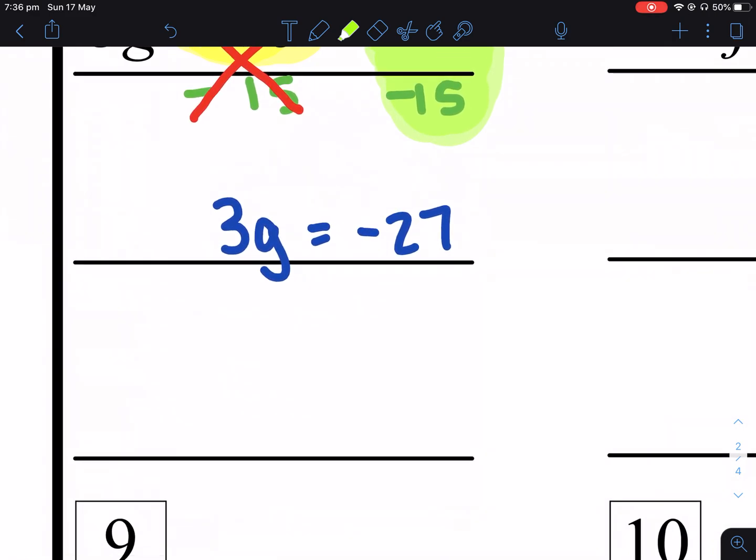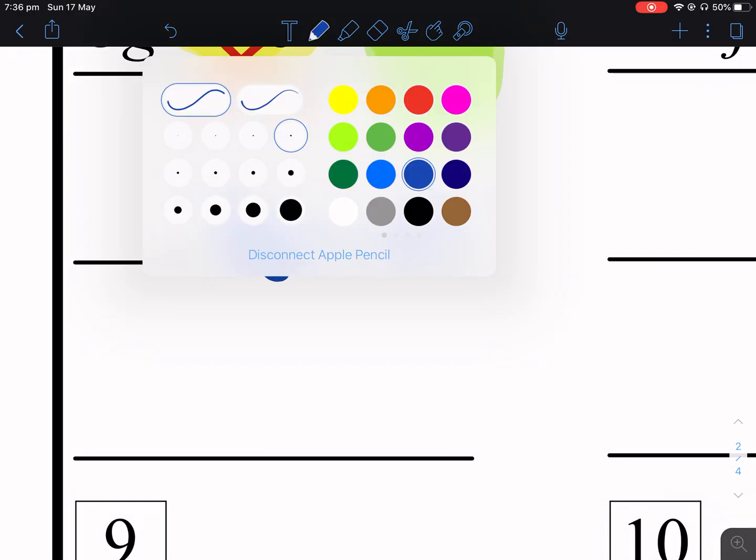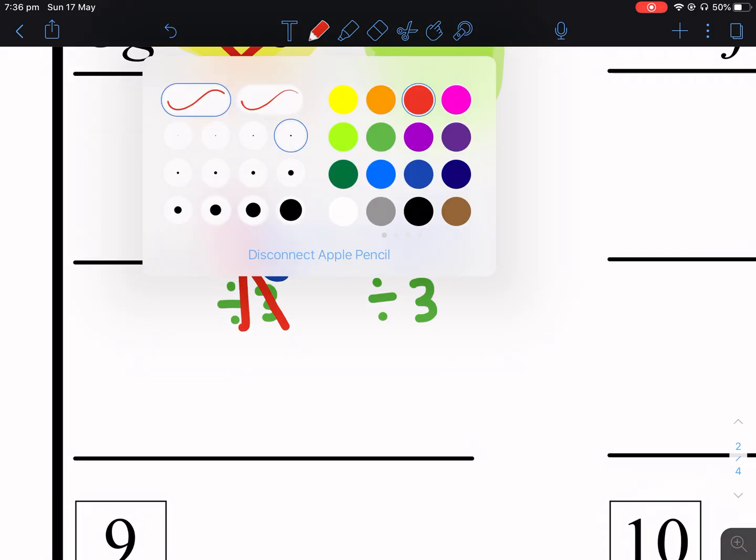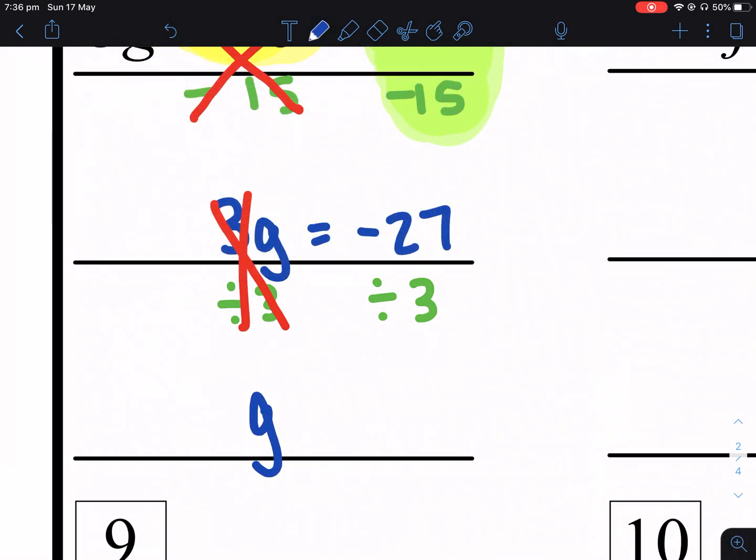We've got 3g equals negative 27. How do I get rid of the number that's right in front of the letter without anything there? We divide. So that dividing gets rid of the 3 on the left. I'm just left with g. I've got my equal sign, and negative 27 divided by 3, you would put it in exactly like that. Negative 27 divided by 3 is negative 9.